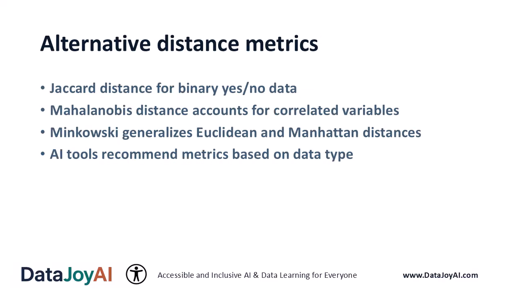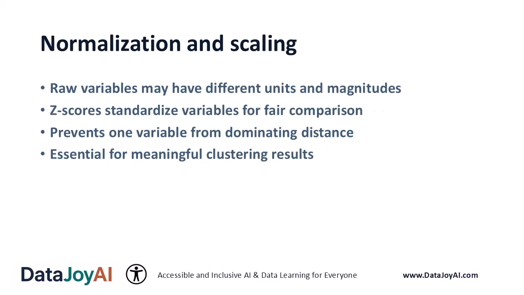Alternative distance metrics. Euclidean distance isn't always the best choice. For binary yes-no data, the Jaccard distance is more appropriate. When variables are correlated, Mahalanobis distance accounts for covariance. Minkowski distance generalizes several metrics. The chapter highlights that modern tools can automatically recommend the best metric based on your data.